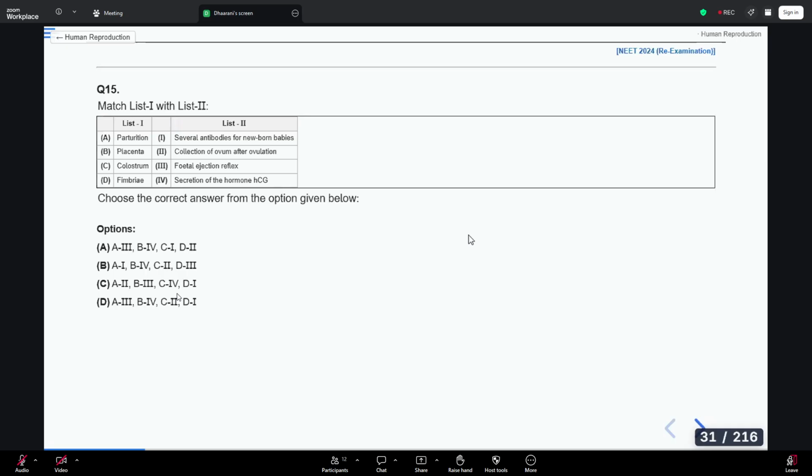Again, match the following. List 1 and 2. List 1 is parturition, placenta, colostrum, fimbriae. List 2 is several antibodies for newborn babies, collection of ovum after ovulation, fetal ejection reflex, secretion of the hormone HCG.